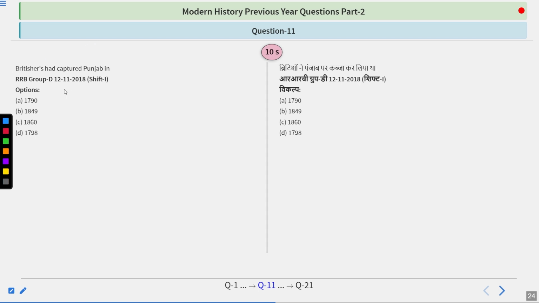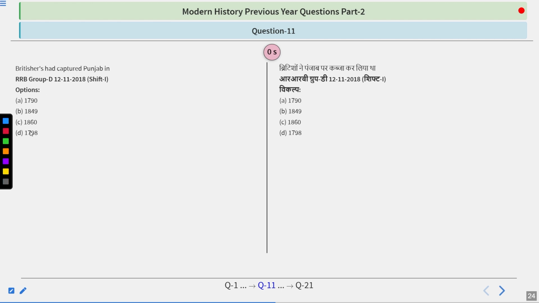Britishers had captured Punjab in 1790, 1849, 1860, or 1798. If you just use your common sense, you can find out the answer correctly. Why I said common sense: in the early 1800s, in 1808-1809, a treaty was signed between Raja Ranjit Singh and the Britishers. Under that treaty, the Satluj River was demarcated as a boundary between these two empires. And one more point you can understand is that 1790 and 1798 would be eliminated.